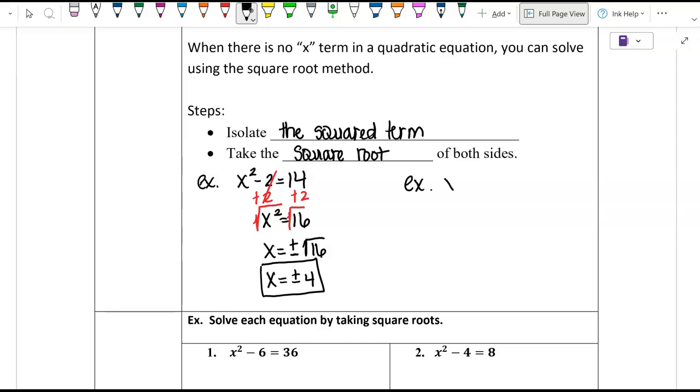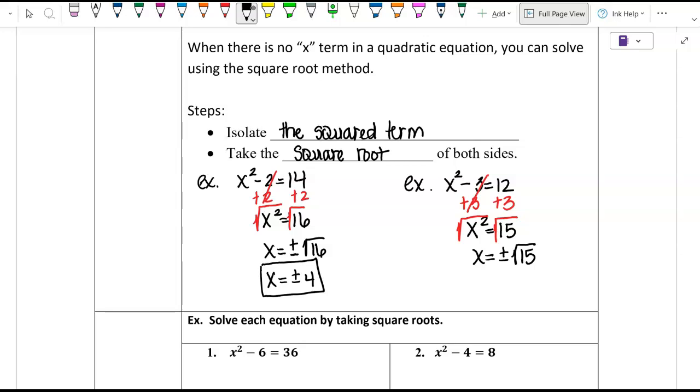And here's another example, x squared minus 3 equals 12. We're going to add 3 to both sides here, so we get that x squared term by itself. So we get x squared equals 15. Now that we have the x squared term isolated, we can take the square root of both sides. So x equals plus or minus the square root of 15.